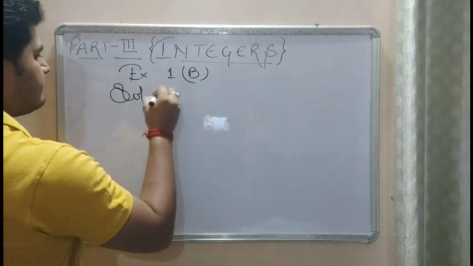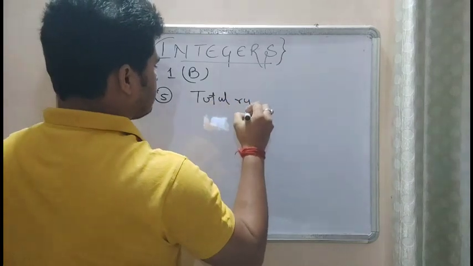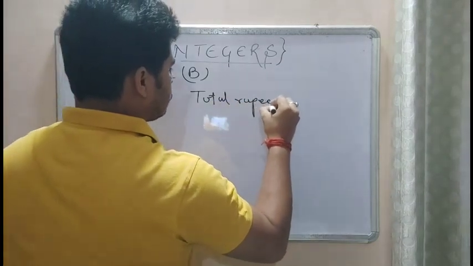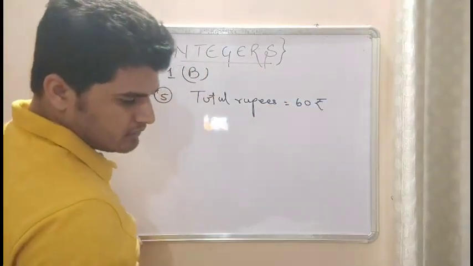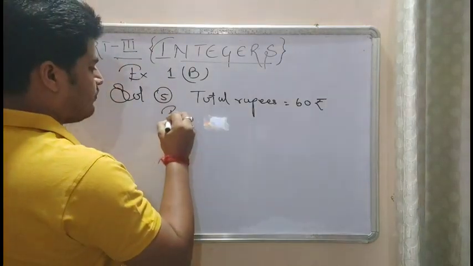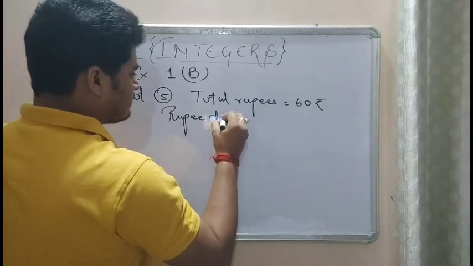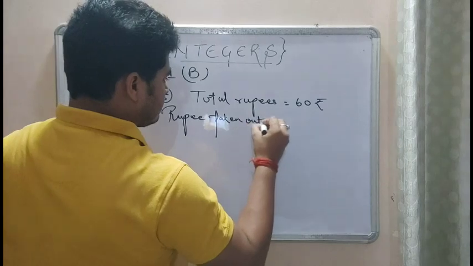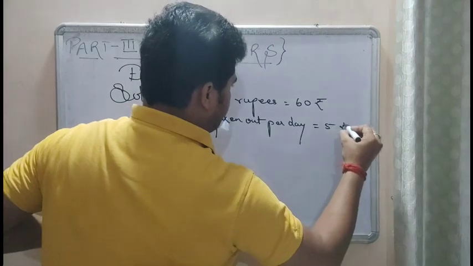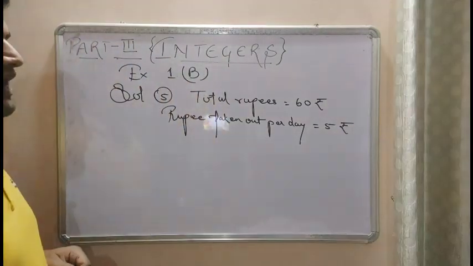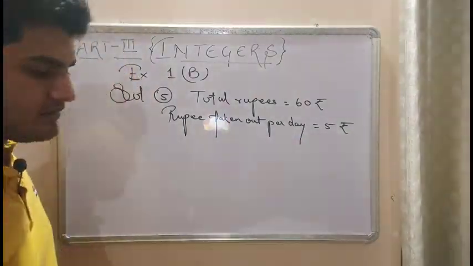Solution to the question number 5. Total rupees is 60 rupees. Rupees taken out per day is equal to 5 rupees. Total rupees she was having, Divya was having 60 rupees in her wallet. Each day she is taking out 5 rupees.